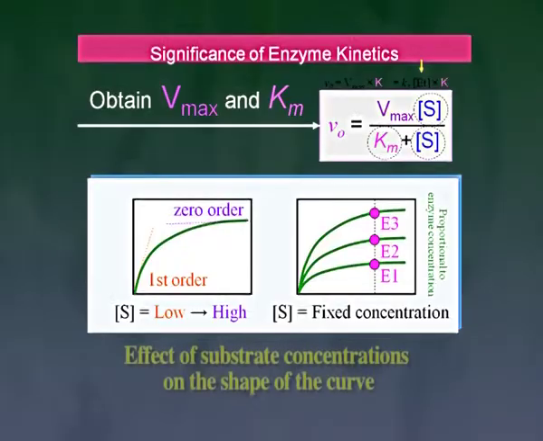For example, at very low substrate concentration, Km is much more than substrate concentration, and therefore, the term substrate concentration in the denominator becomes insignificant. The equation then simplifies to V0 is equal to Vmax times S divided by Km, and V0 exhibits a linear dependence on substrate concentration, as can be seen in the figure.